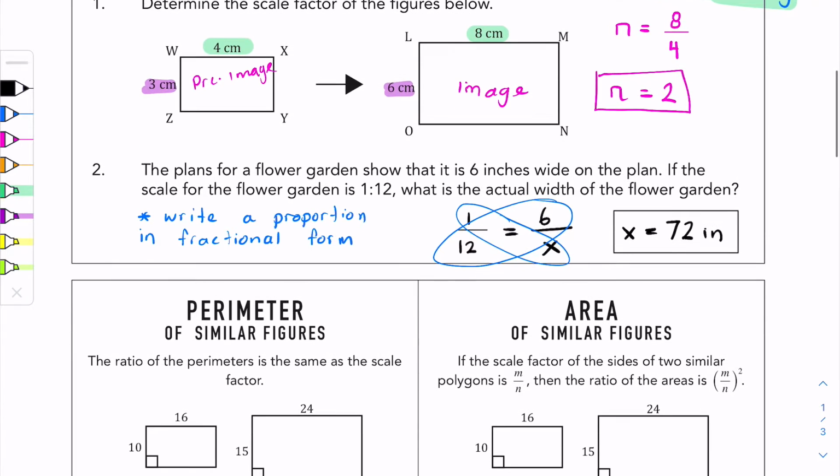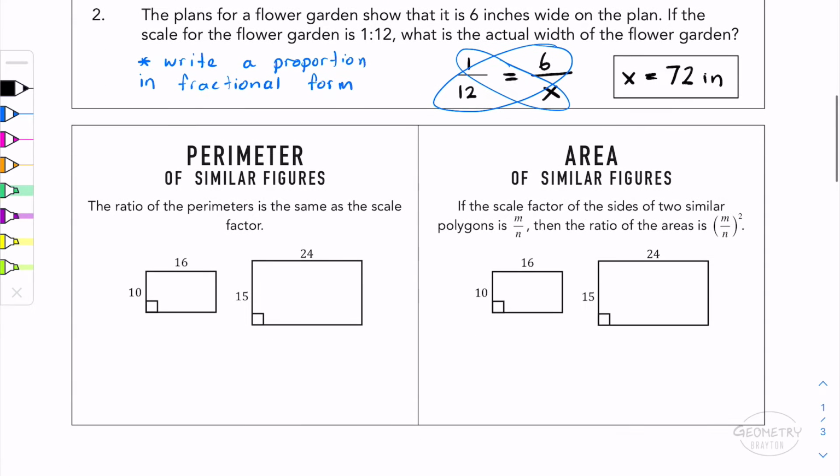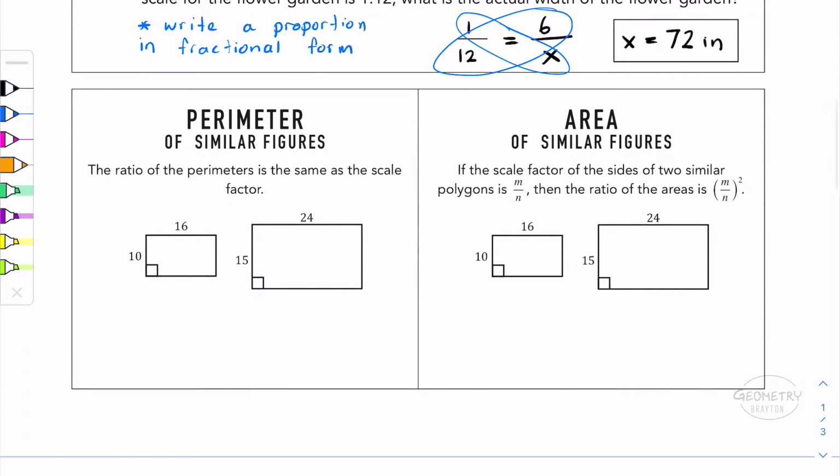Okay, so now that we've done a quick review on what the scale factor is and how we set up proportions and ratios, let's scroll down and look at the perimeter and area of similar figures. So for perimeter, it says the ratio of perimeters is the same as the scale factor. So first I'm just going to start by finding the scale factor. I'm going to find the scale factor from the smaller to the larger image. So we're going to say this is the image and this is the pre-image.